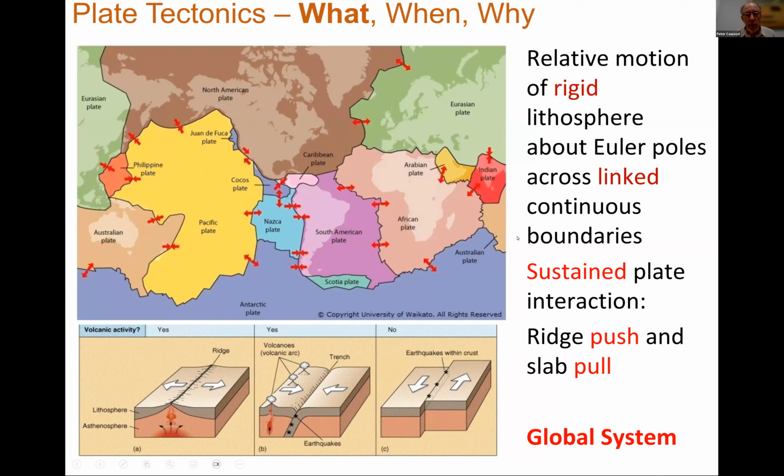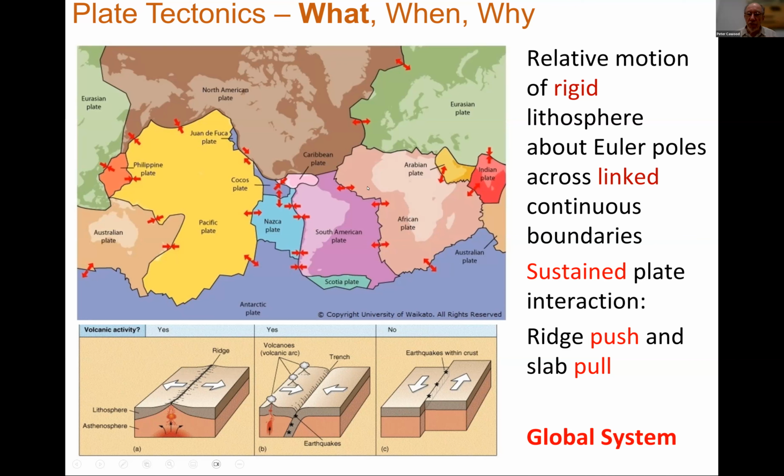So with that in mind, what I want to do is talk about what is plate tectonics. And you think, well, I know what plate tectonics is. We all know what plate tectonics is. And here's a typical first year geology text or even a high school text showing you what plate tectonics is. The Earth is divided into rigid lithospheric plates. They're moving about Euler poles, and they're moving across linked continuous boundaries, whether they be convergent, whether they be divergent, whether they be transform in places, all right?